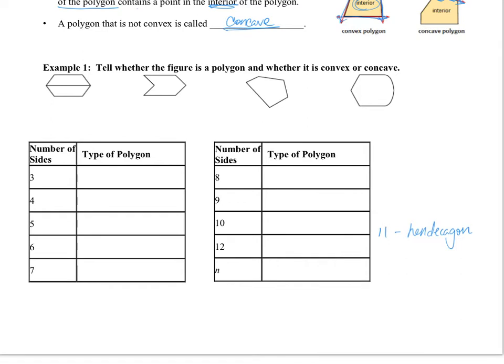Example 1. Tell whether the figure is a polygon, and whether it is convex or concave. For the first picture here, if you extend any of the sides, you'll see that the line will not intersect any of the points inside the interior of the polygon. So yes, it's a polygon, and we will call it convex. For the other one, if we extend this line, it's going to intersect the interior of the polygon, so we're going to call this concave.